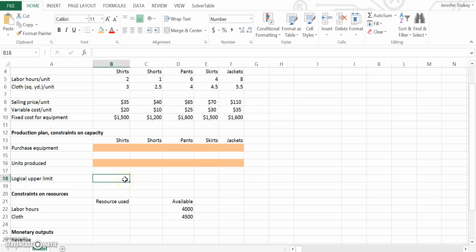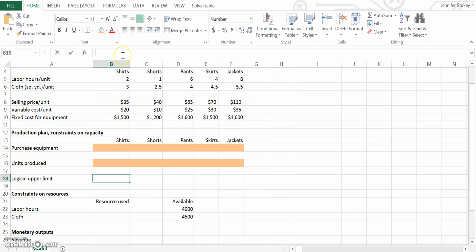All right, the first thing we are going to calculate is our logical upper limit. This is probably the hardest part of this particular problem, and so let me explain it to you as we go along. Well, first of all, if we don't buy any equipment, then we can't produce any of that. So if we don't buy the equipment to produce shirts, then we cannot produce shirts. Same with any of the other types of clothing items here.